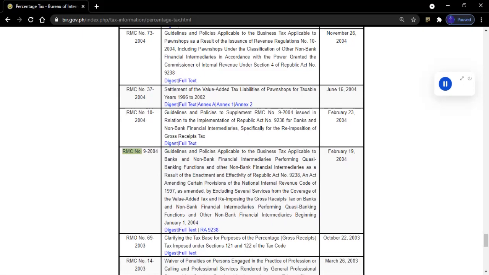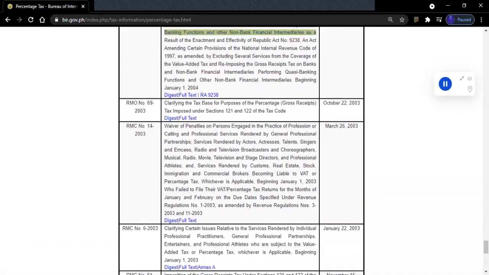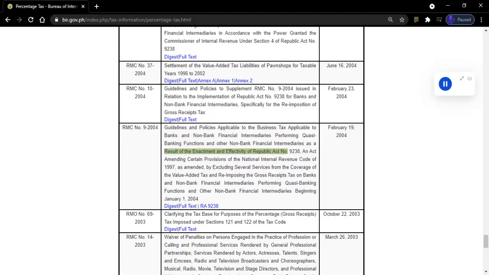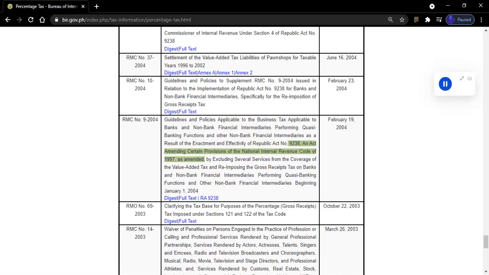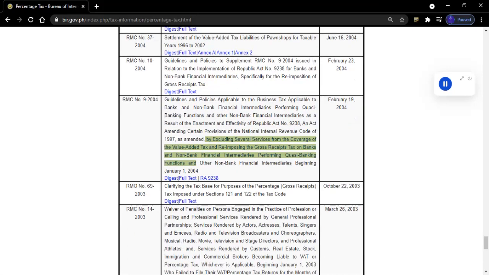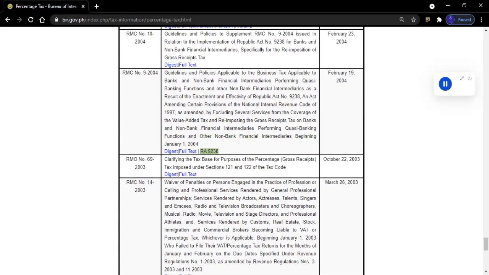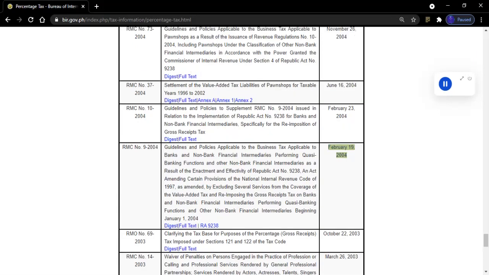RMC No. 9-2004. Guidelines and policies applicable to the business tax applicable to banks and non-bank financial intermediaries performing quasi-banking functions and other non-bank financial intermediaries as a result of the enactment and effectivity of Republic Act No. 9238, an act amending certain provisions of the National Internal Revenue Code of 1997, as amended, by excluding several services from the coverage of the value-added tax and reimposing the gross receipts tax on banks and non-bank financial intermediaries performing quasi-banking functions and other non-bank financial intermediaries beginning January 1, 2004. Digest. Full text. RA 9238. February 19, 2004.